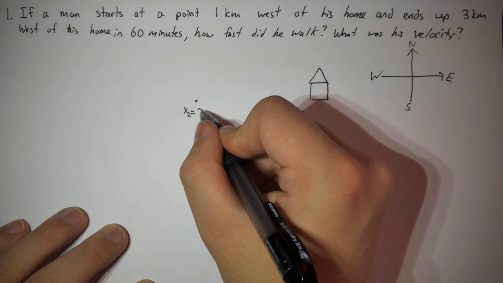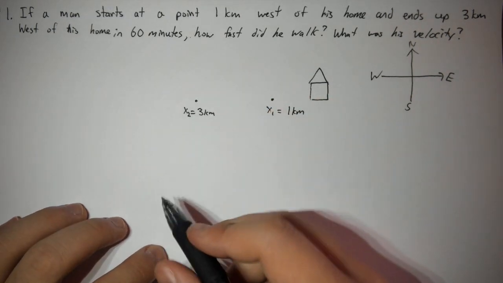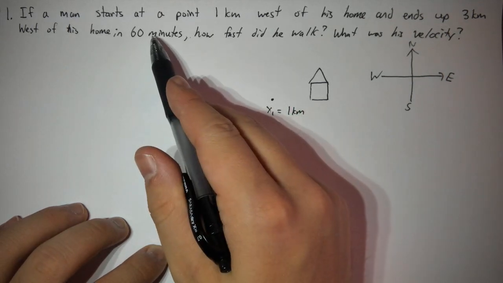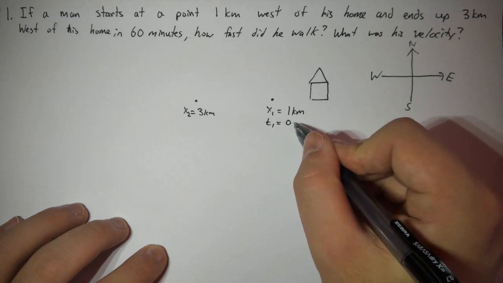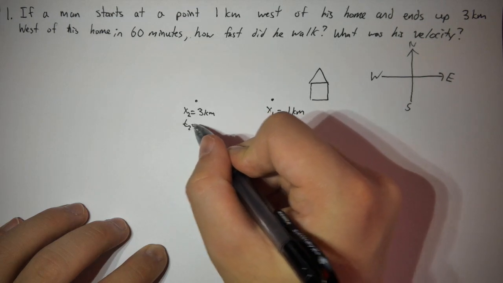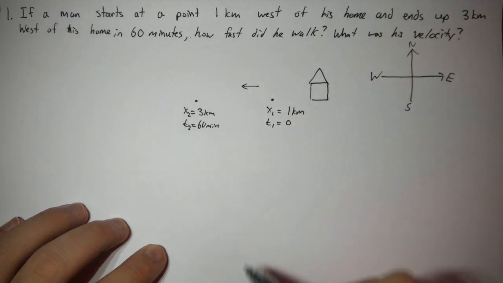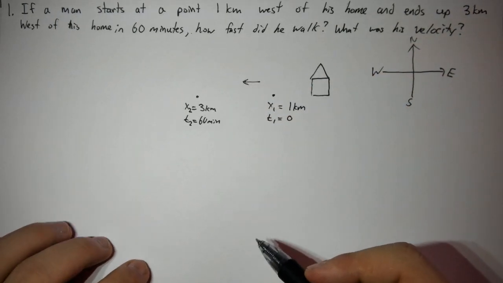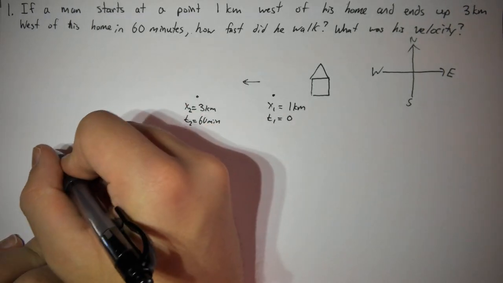So x2 equals 3 kilometers. Then he does so in 60 minutes, so he starts at this point when the clock is at 0, and he arrives 60 minutes later. So he's walking this way. Okay, so what's his velocity? What's his speed?